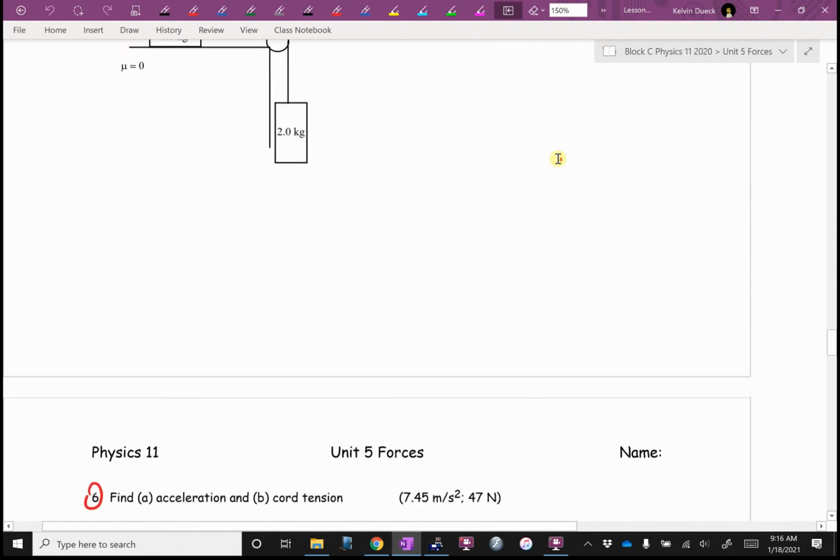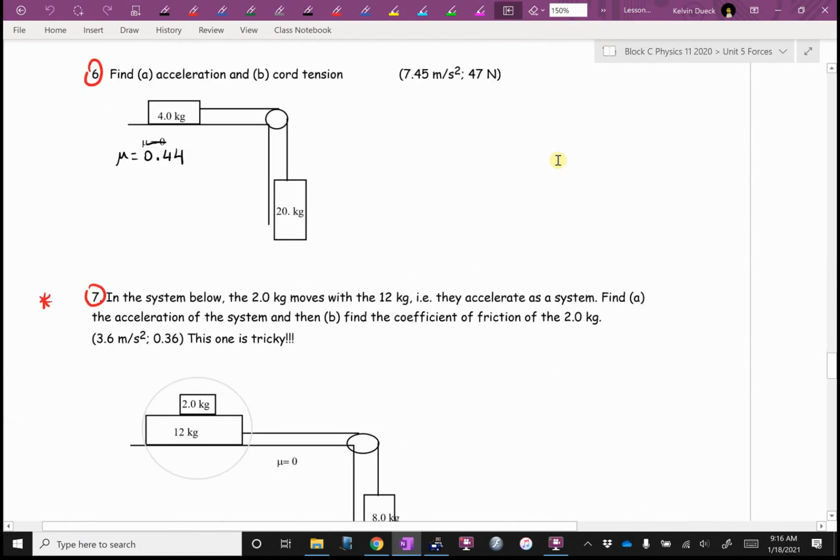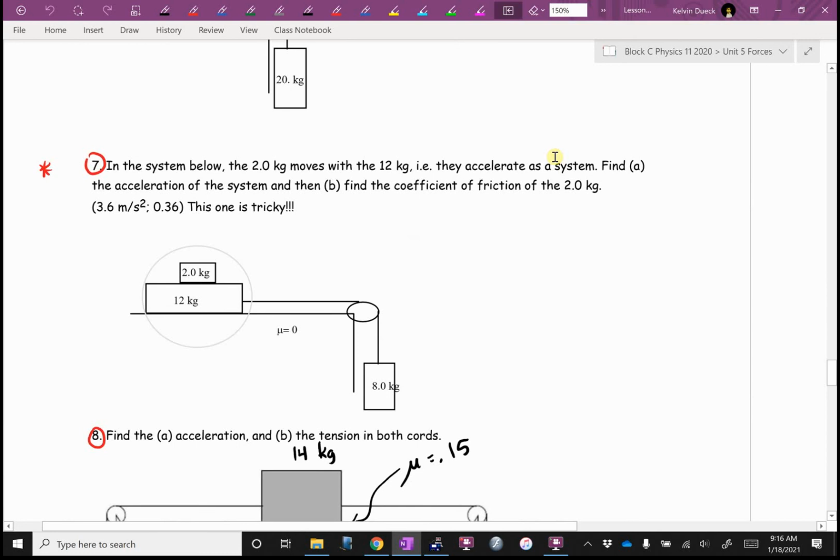And I gave you a bunch of questions to try. Question 7. I'm going to guess a lot of you got part A okay, but had trouble with part B maybe. So let's take a look at this. For part A, the trick is to treat that as a 14 kilogram mass. And then it's exactly like some of the ones we did in the notes.